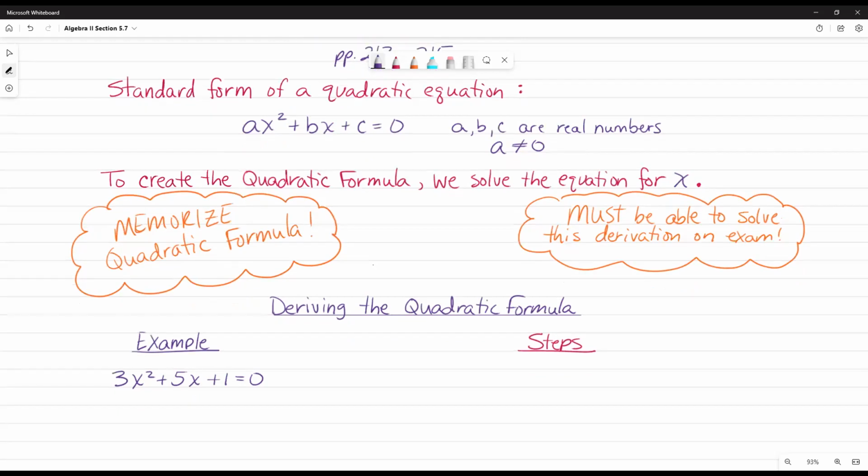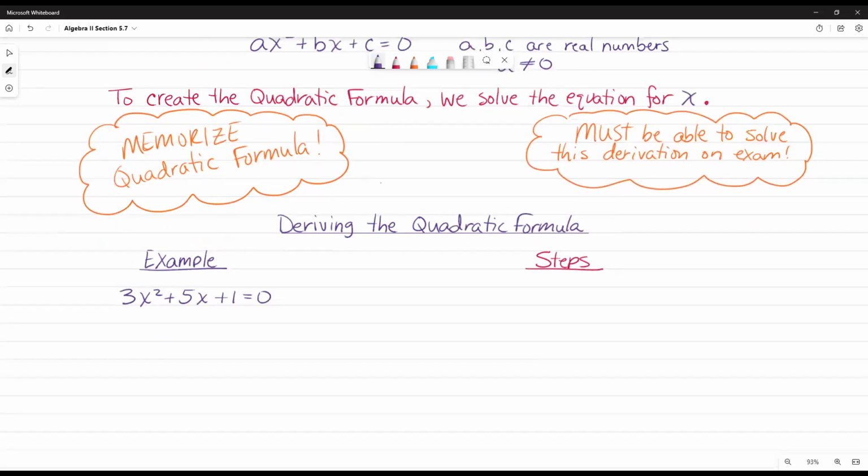But I also ask that you be able to solve this derivation on an exam. So all we do when we have a derivation means we start with our standard formula, and when we're done, we have the quadratic equation, which is essentially our solution. So what I'm going to do is give you the derivation that they have in the box on the bottom of page 213, but I'm going to do it as I work through an example so that you can see the steps with something besides the ABC.